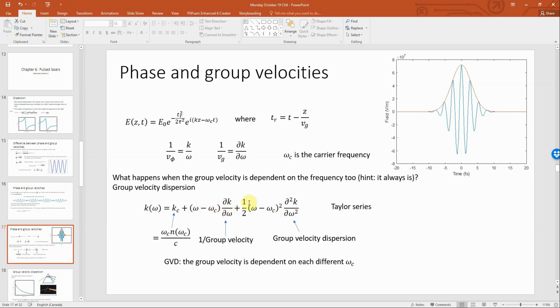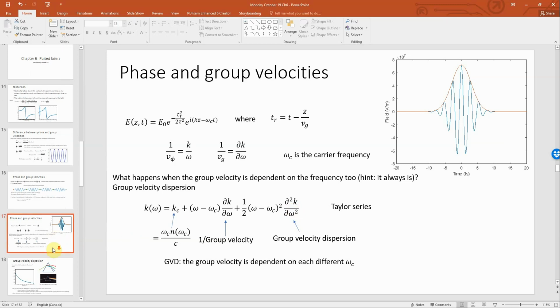And then we have a second term here, which is going to be proportional to the second derivative of k with respect to omega squared, but of course dk by d omega is 1 over the group velocity, and so what we're actually doing is taking the derivative of the group velocity with respect to omega, and that's why it's called the group velocity dispersion, because it's how much that group velocity is dispersing, how much it's dependent on the frequency. Okay.